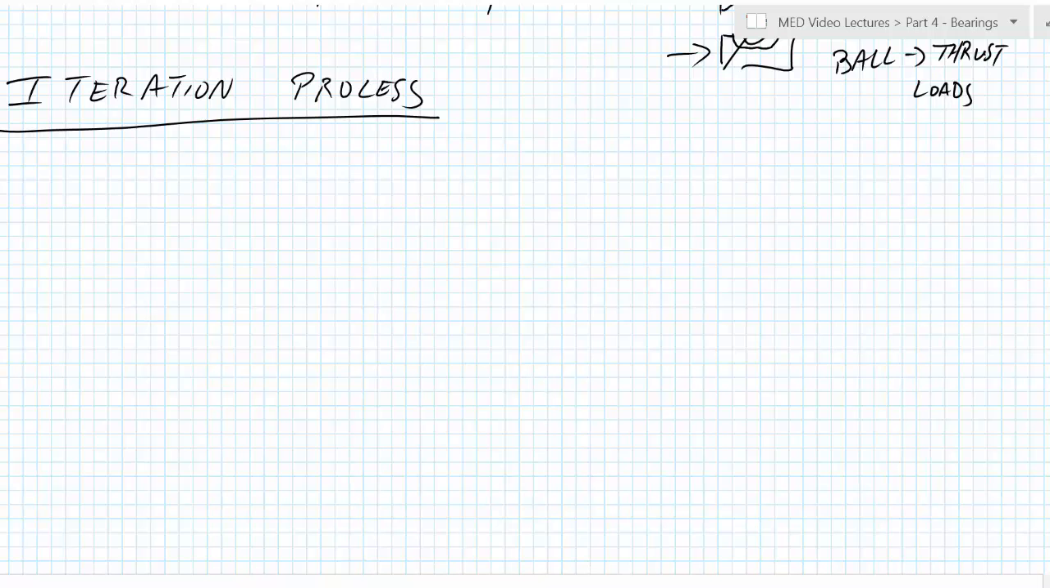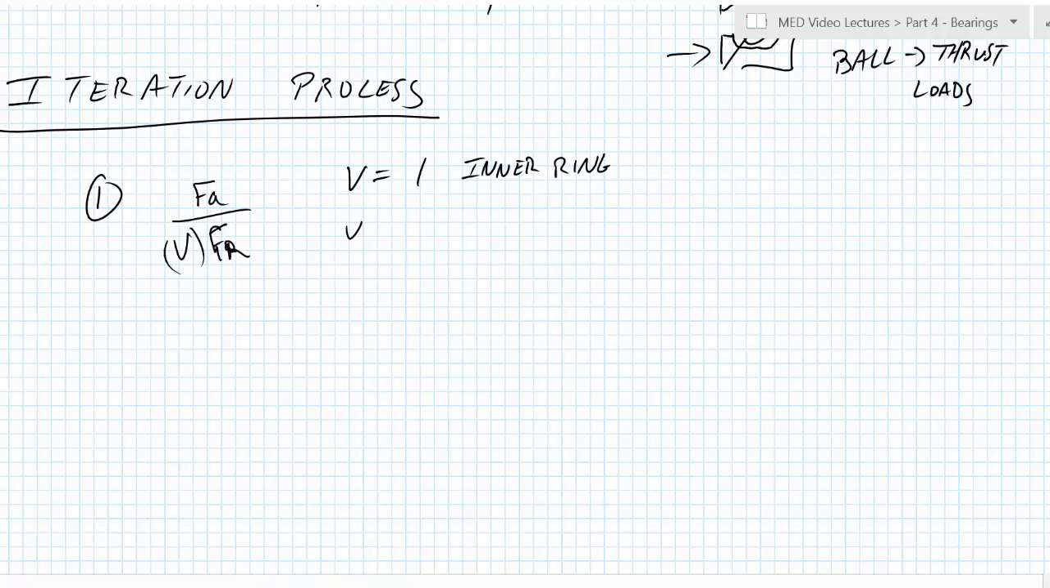So the process looks like this. First of all, I like to identify the things that are not going to be changing in this iteration process and calculate those so that when I compare values later, I don't need to calculate them over and over again. So the things that we're going to need, which are not going to change as we're looking at one particular bearing, is the ratio of the axial force compared to the radial force with this parameter V. So V equals 1 if the inner ring is rotating, and V should equal 1.2 if the outer ring is rotating.